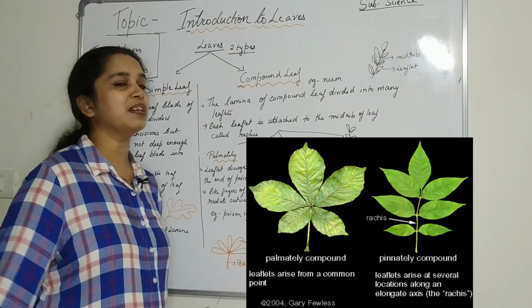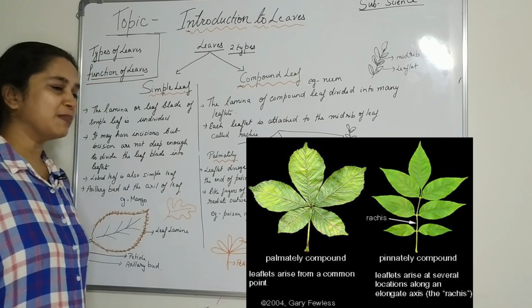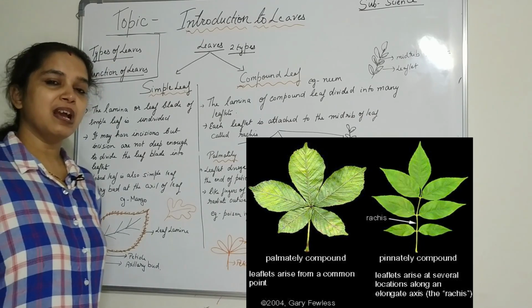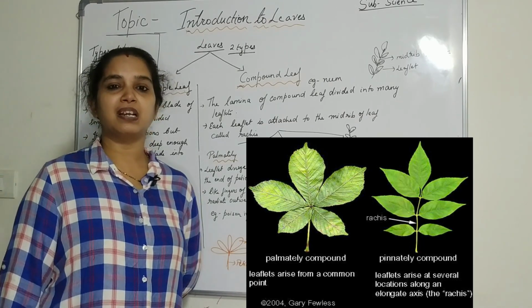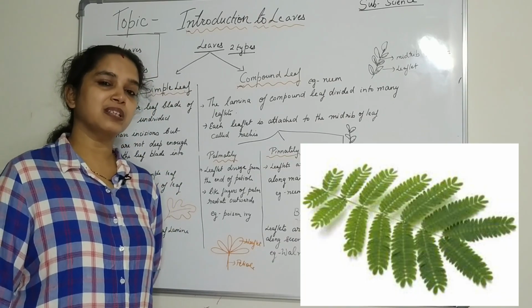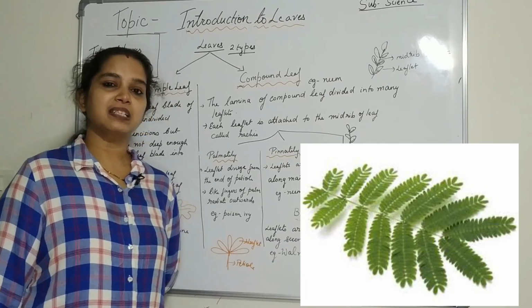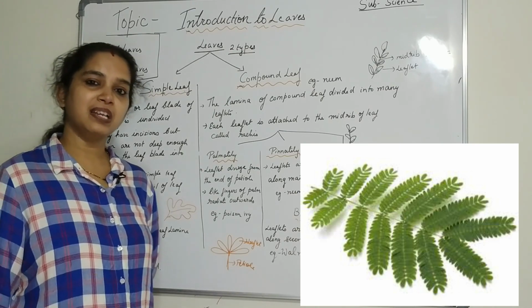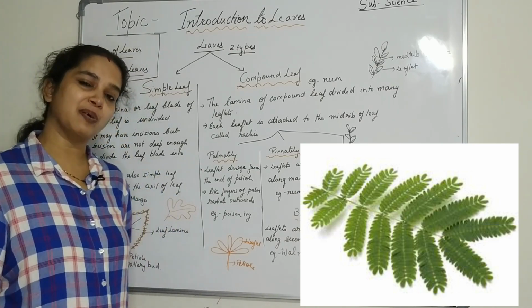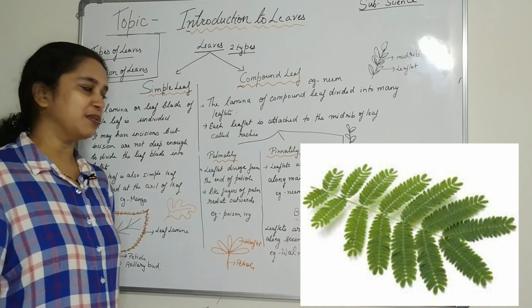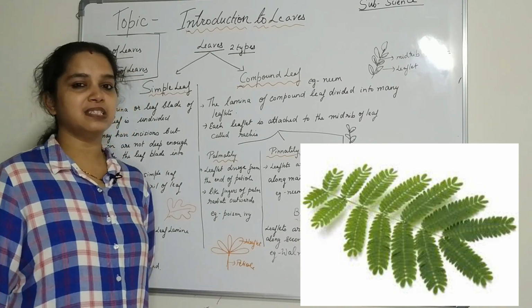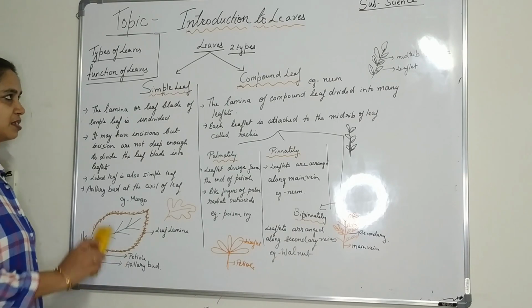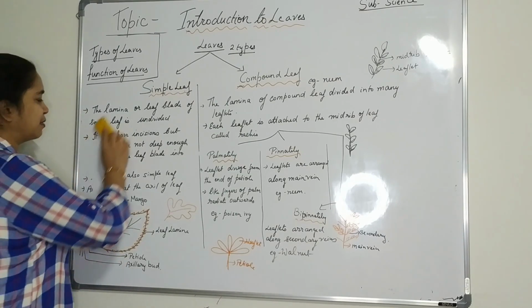Pinnately compound leaves are arranged along the main vein, for example the neem. Bipinnately compound leaves are also called double compound leaves, and the leaflets arise from the secondary vein, that is, the midrib again divides into secondary veins, and from there the leaflets come out. These are generally seen in walnut leaves. So these are all about the simple and the compound leaf.